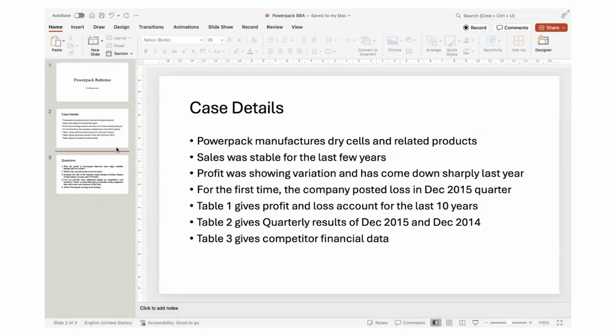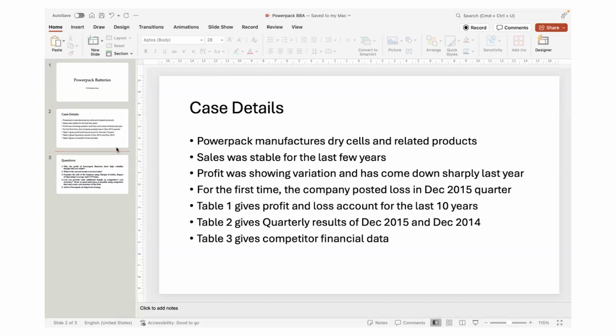The case details are: Power Pack manufactured dry cells and related products. Sales was stable for the last few years. Profit was showing variation and has come down sharply last year. For the first time, the company posted a loss in the December 2015 quarter.